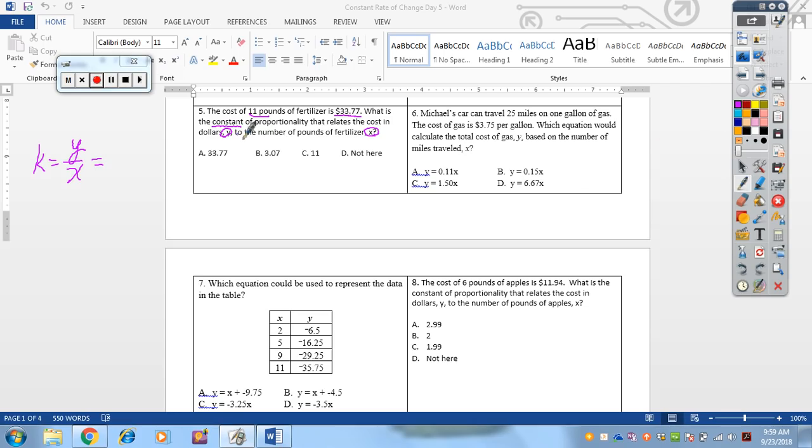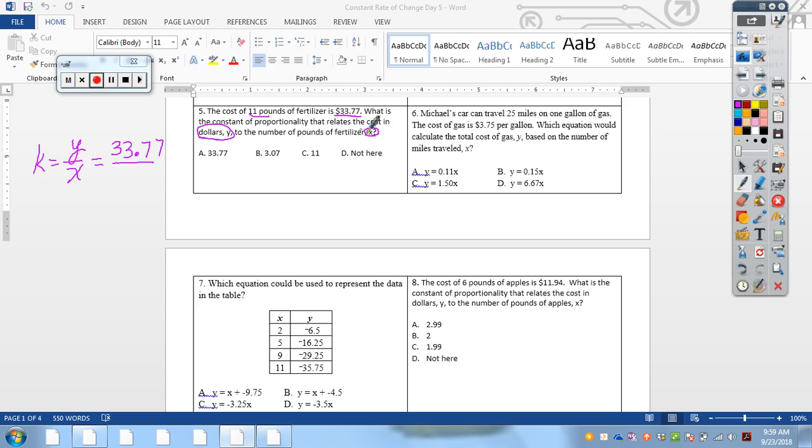So in our problem, it tells us that dollars is Y. It says right here, the cost in dollars Y. So how many dollars do I have? Yep, $33.77.